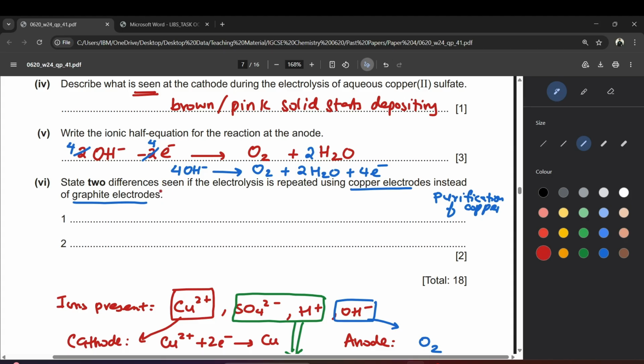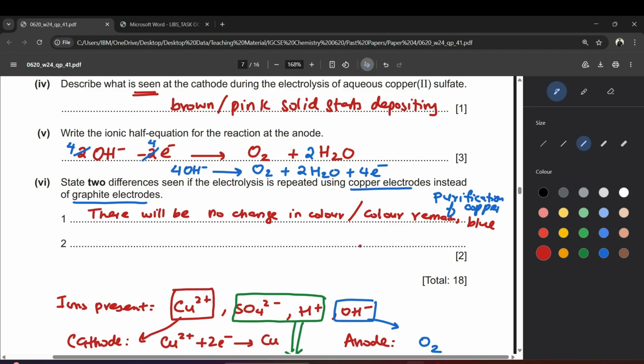The first difference that we are going to see is that there will be no change in color, or you can say the color remains blue. Because the color was blue at the beginning, at the end it will remain blue.